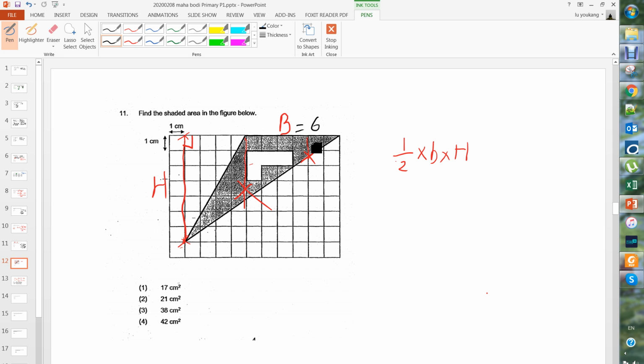1, 2, 1, 2, 3, 4, 5, 6. Again. 1, 1, 2, 3, 4, 5. Wait. You count slowly. You need to rush. Counting you also cannot count. 1, 2, 3, 4, 5, 6.